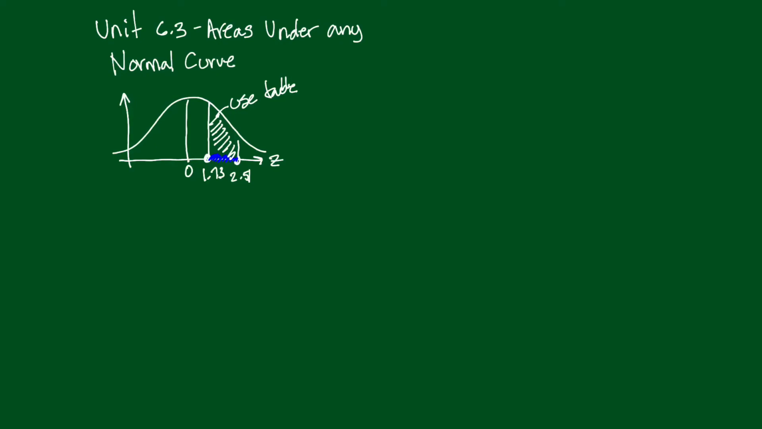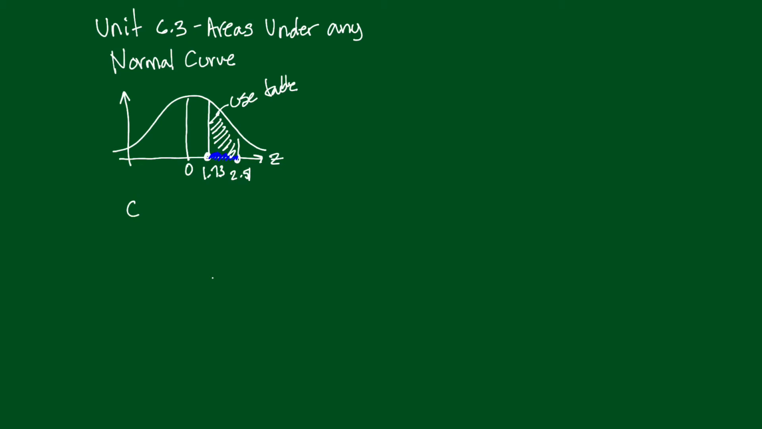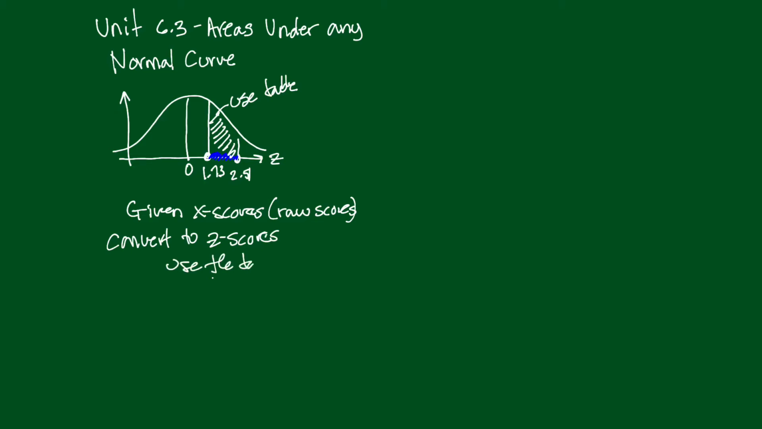Now we're going to extend this to using x values. If we're given x scores, sometimes we'll call those raw scores, what we're going to do is convert to z-scores, and then use a table. But really, we're going to do this only once.